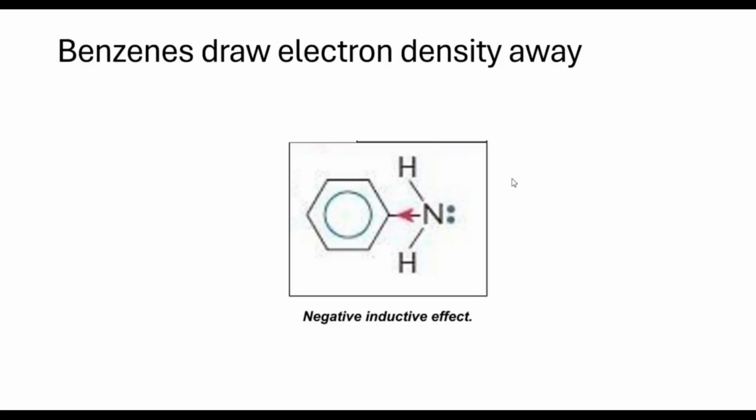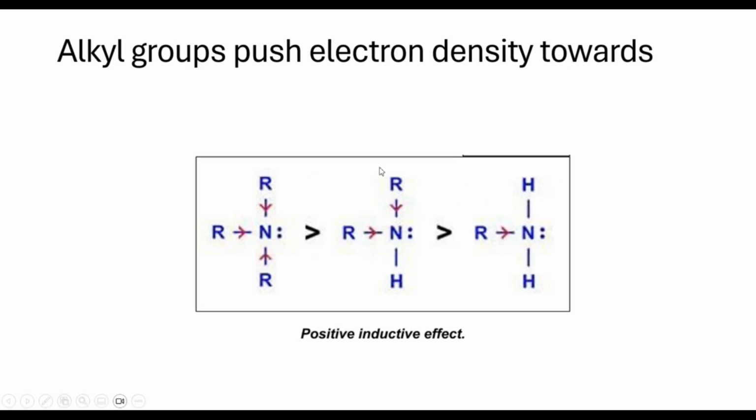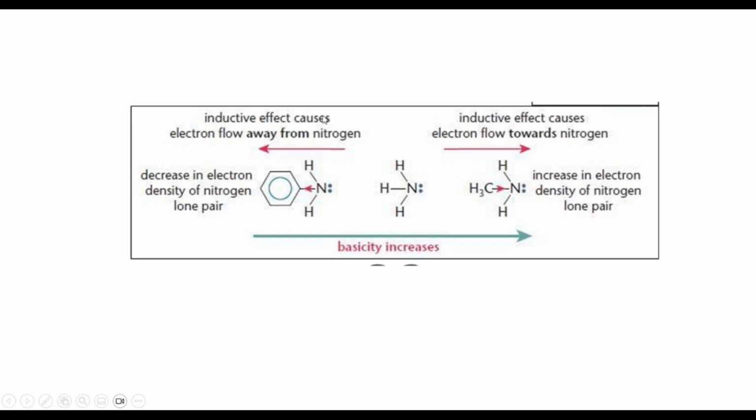Alright, cool. So you see benzenes draw electron density away, so as you see here, we've got a negative inductive effect. And here, alkyl groups push electron density towards the nitrogen, and the more alkyl groups you've got, the more positive inductive effect. So alkyl groups are going to be highly basic because they're obviously easier to accept a proton, whereas an arene group on the amine is going to be less basic because it's harder to accept that proton. You get it?